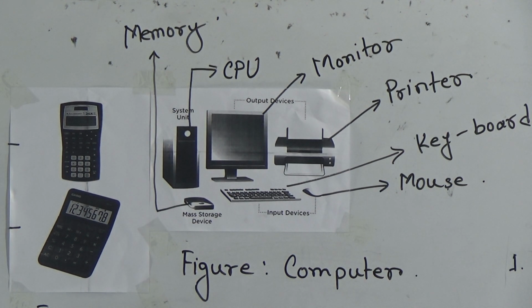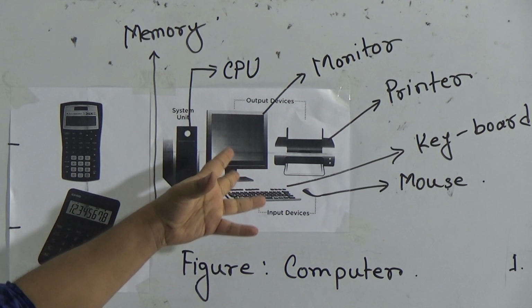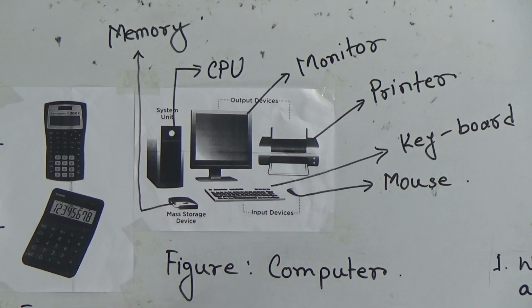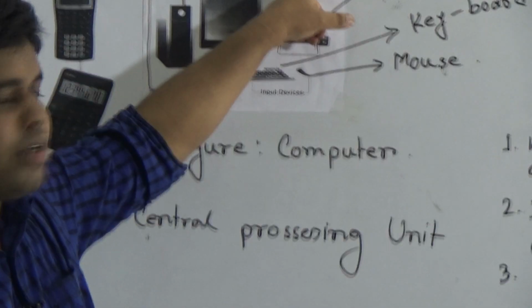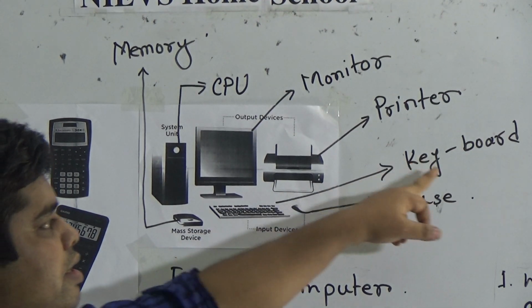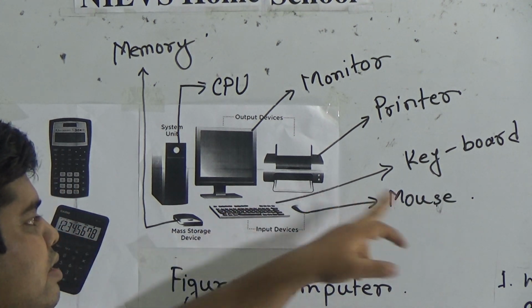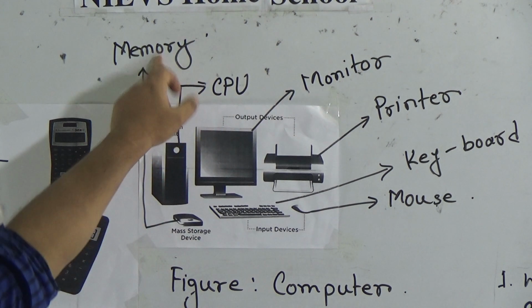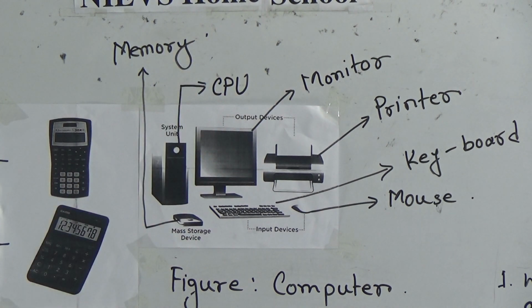My dear students, if a question comes that asks how to write some parts of computer, then you must write, first of all CPU, then monitor, after that keyboard, then mouse, then printer, then memory. I hope you have understood.